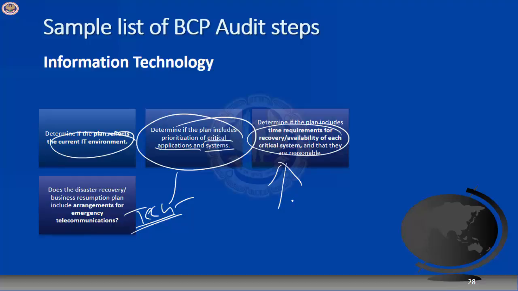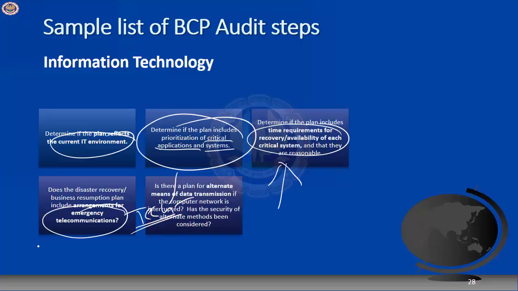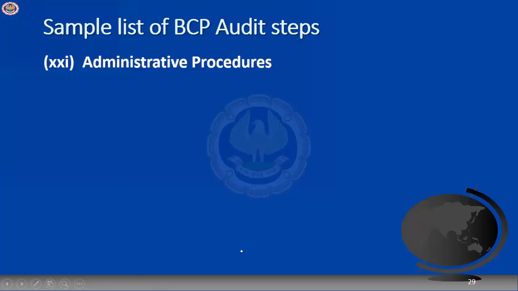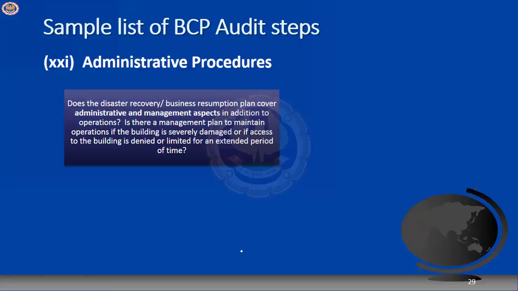You also look at the arrangements for emergency telecommunications or network services. You also need to look at what are the alternate mechanisms for transmission of the data in the case of an emergency, in the case of a disaster. You look at the testing schedule, whether testing has been done and whether it's appropriate. Now let's look at the administrative procedures. Now administrative procedures focus on the administrative and the management aspects, and these are related to the operational area.